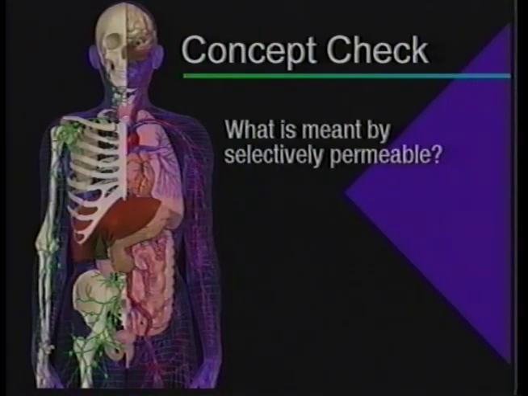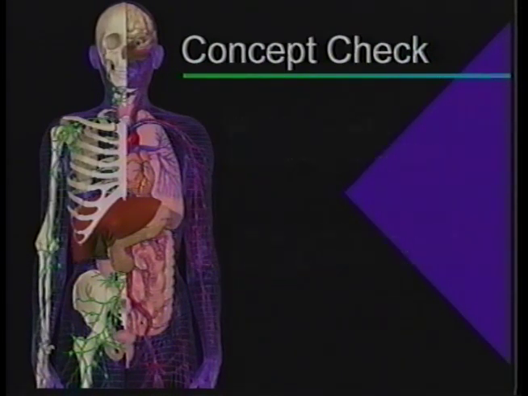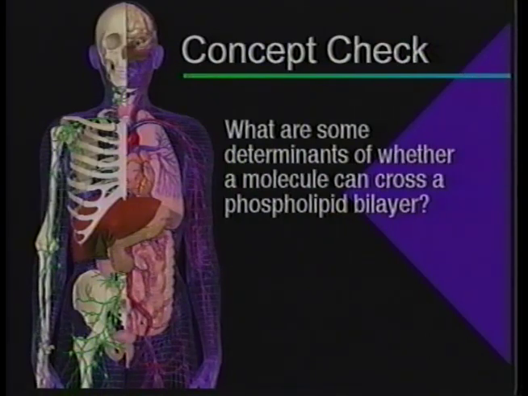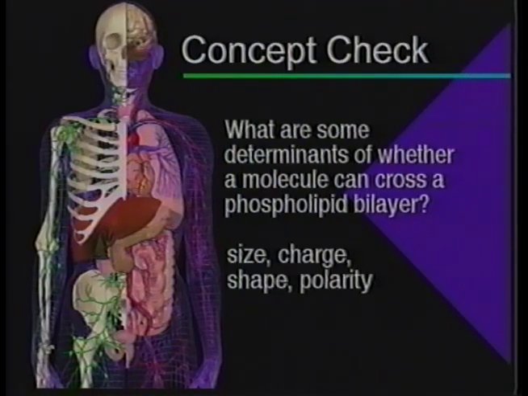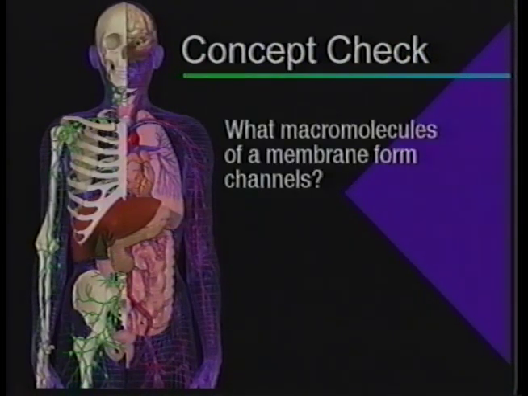What is meant by selectively permeable? What are some determinants of whether a molecule can cross a phospholipid bilayer? How much cellular energy is required for a cell to gain or lose substances through diffusion? What macromolecules of a membrane form channels?